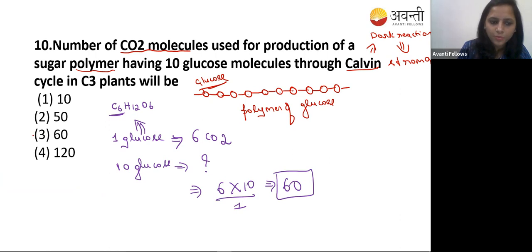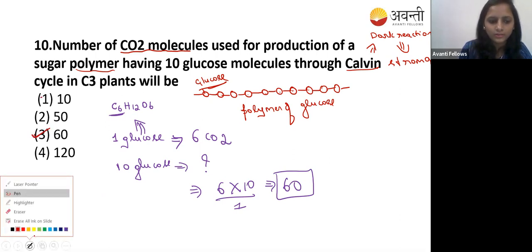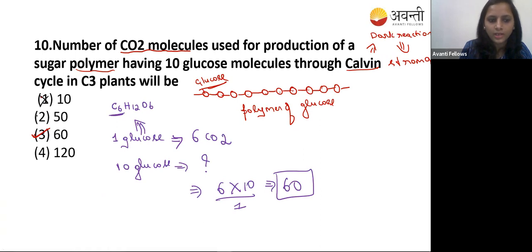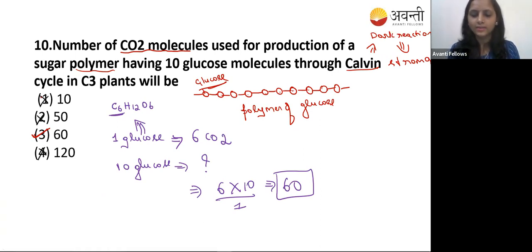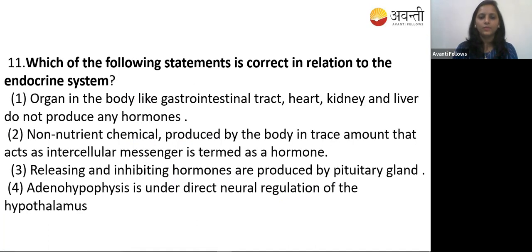So option C is the correct answer, where options 1, 2, and 4 are wrong statements. Okay, guys, so 60 molecules will be utilized for production of 10 molecules of glucose. Then coming to the next question. This is from human physiology. The question is, which one of the following statements is correct in relation to the endocrine system?